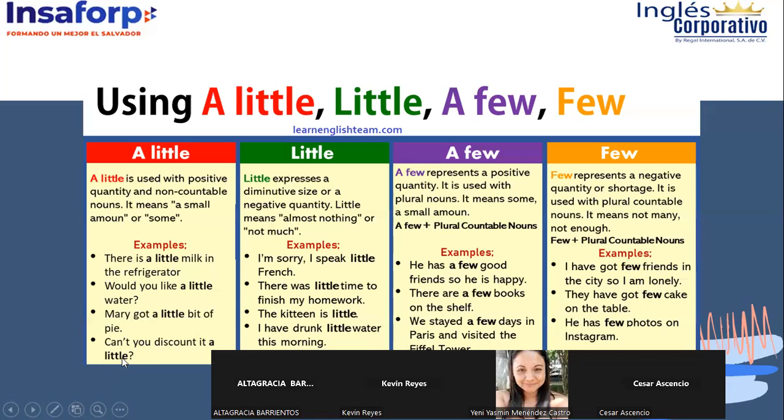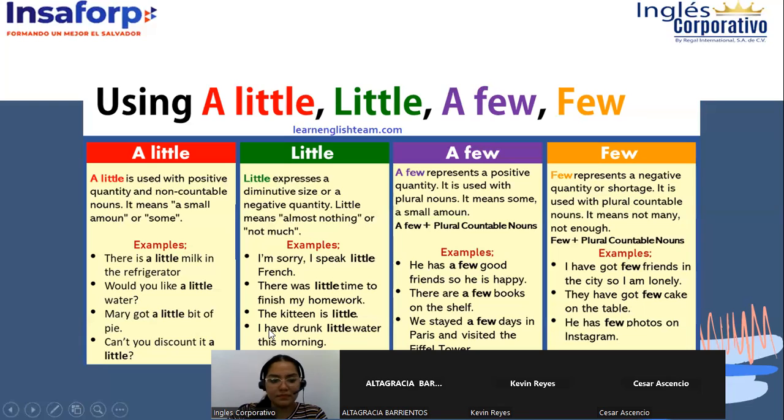Cualquiera de los cuatro. Los cuatro completos, please. There is a little milk in the refrigerator. Would you like a little water? Mary got a little bit of pie. Can you discount it a little? Perfect. Thank you so much.